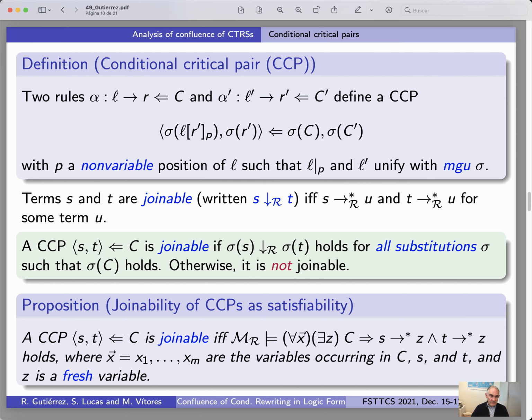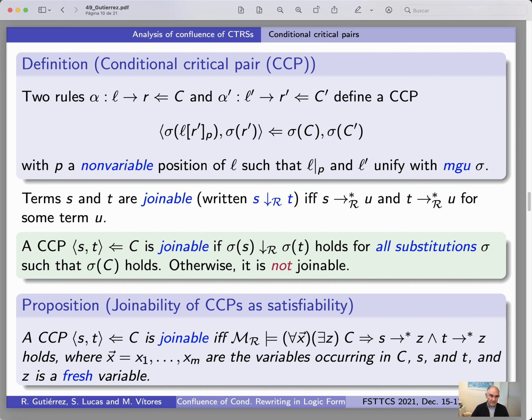Conditional critical pairs are joinable if, for all substitutions satisfying the conditional part of the critical pair, the corresponding instance of the terms in the peak are joinable, that is, they can be rewritten to the same term. Another main result of the paper is that confluence of conditional critical pairs can be characterized as satisfiability of a logical sentence in our new model. In the following slides, we summarize the results showing how joinability of conditional critical pairs can be used to prove or disprove confluence of conditional systems.